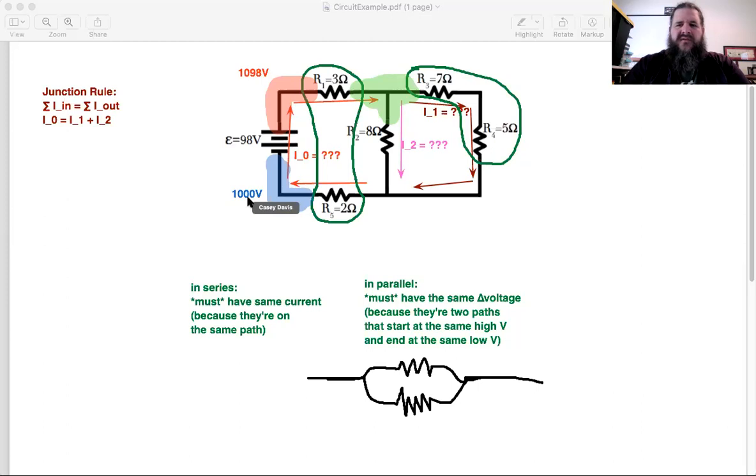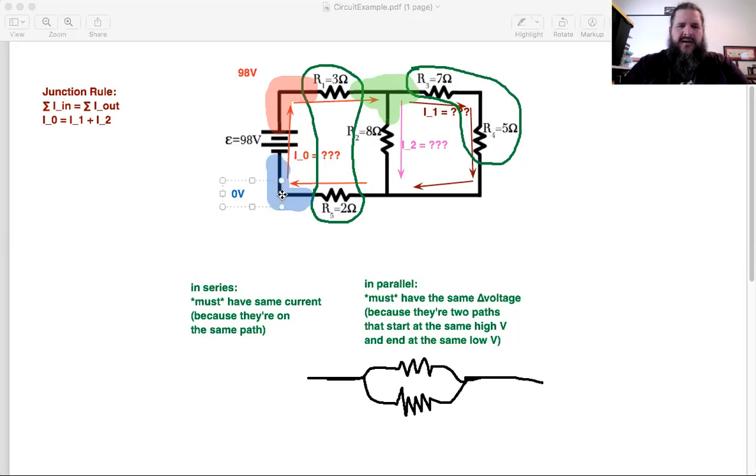But it's usually most convenient to find the point in the circuit that's going to have the lowest voltage of the whole thing, which is usually the point right before the battery, or the negative terminal of the battery, and just label that 0 volts for simplicity, and then measure everything else from there.